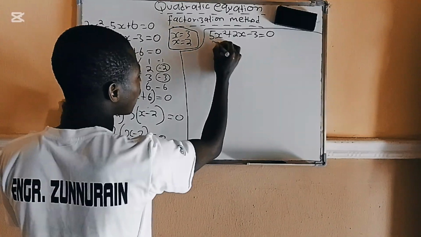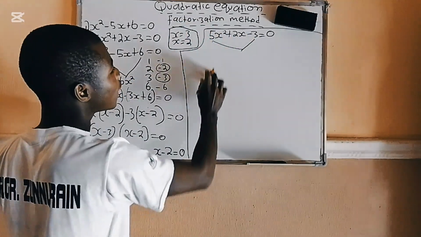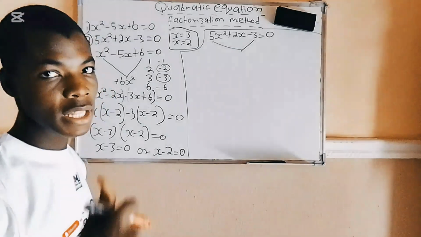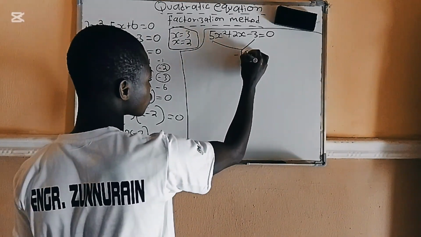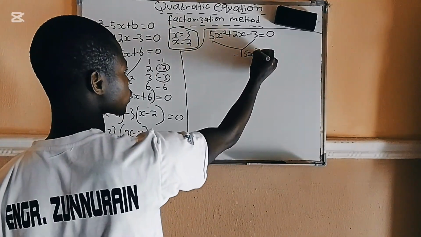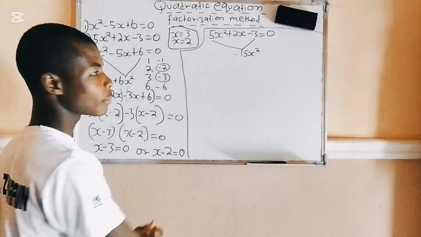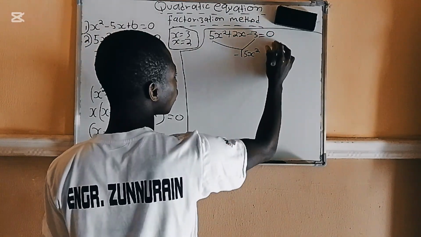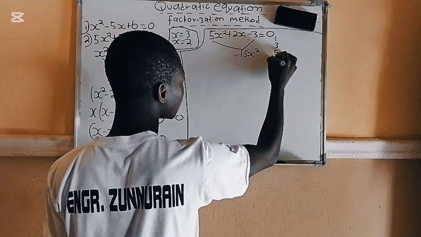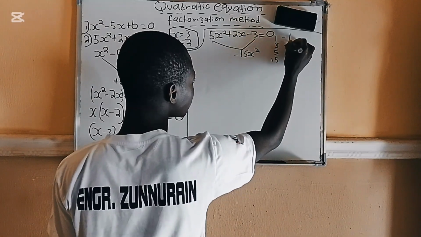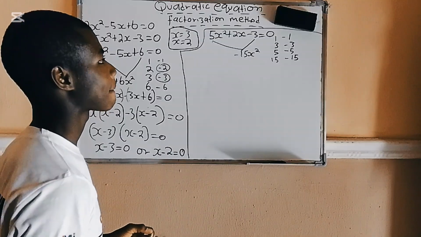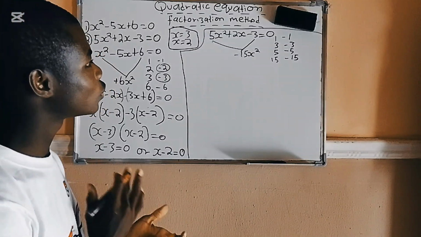As I do here, I have to multiply 5x squared by negative 3. So I will have minus 15x squared. The multiples of this number: 1 times 15 will give you 15, and 3 can go, 5 can go, 15 itself can go. And therefore the negative sign. Yeah.